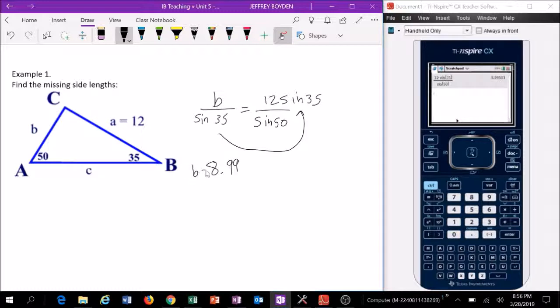And that's little b. We were asked for all missing side lengths, so let's also consider finding side C. So for that, I'm going to start with C, and I'm going to divide by sine of angle C. So I'll need to find that. What I'm going to remember is every triangle, at least a Euclidean triangle, has 180 degrees as an interior angle sum. So we'll just come over here and we'll do 180 minus 50 minus 35.